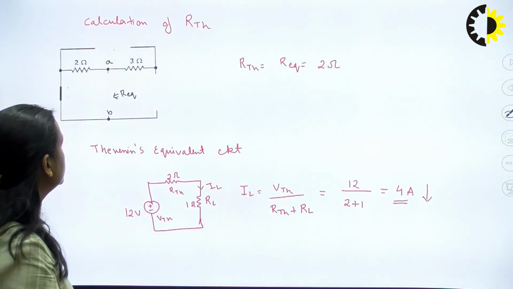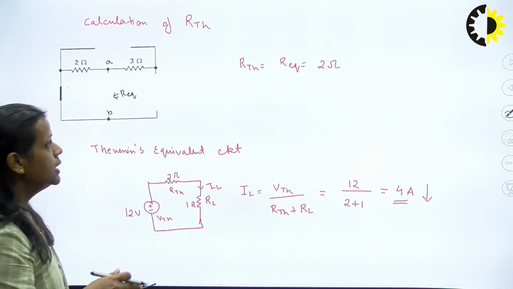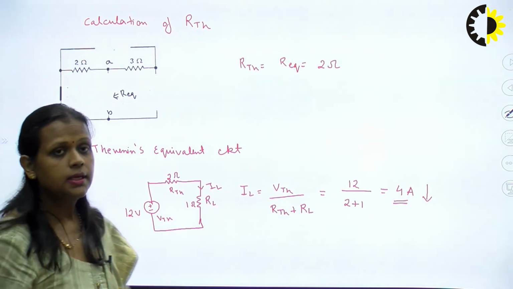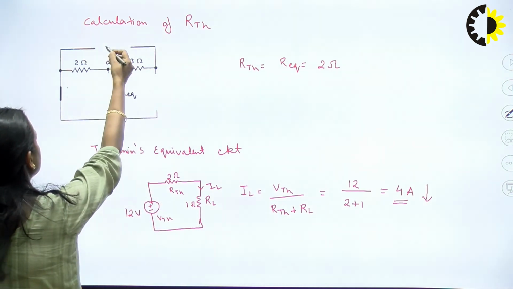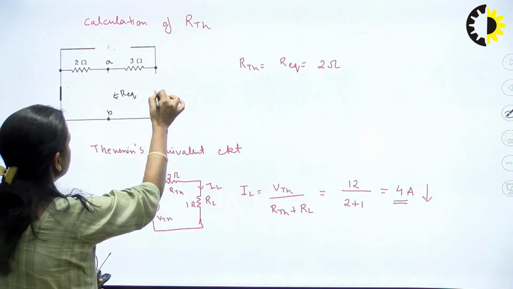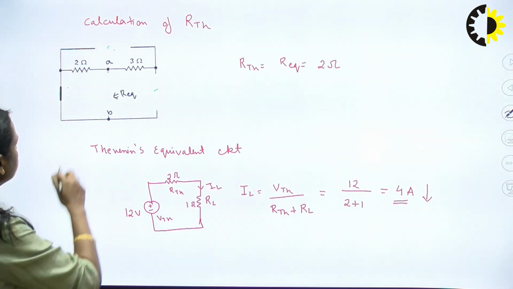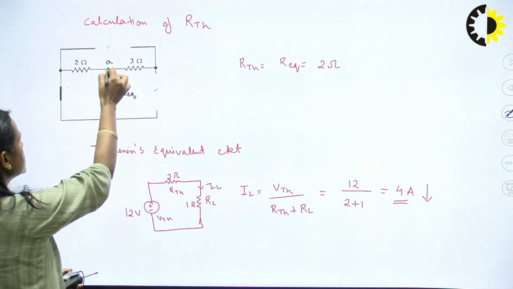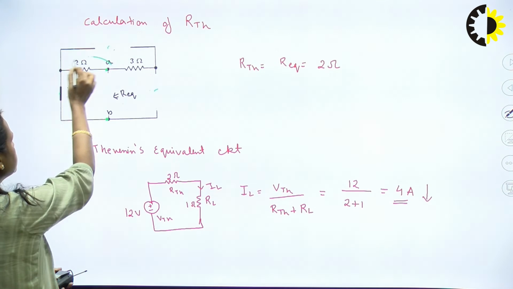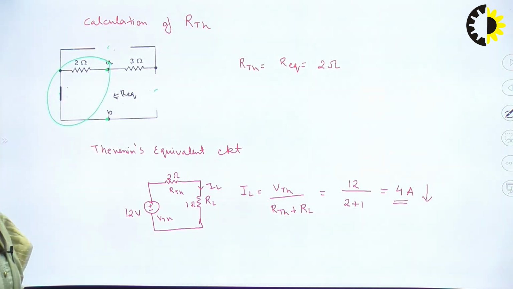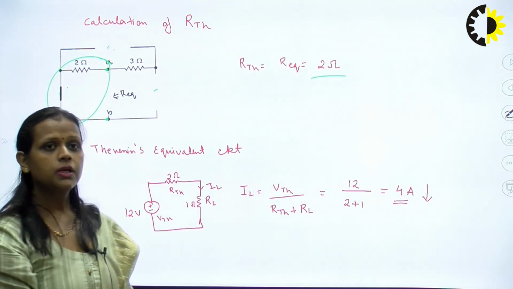Now next we will find the value of RTH. To find the value of RTH, if there is any voltage source, we will short circuit it, and if there is any current source, we will open it. Here we have a current source, so this portion is open, and here also it is open. Here we have a voltage source, so here we have shorted it. Now we have to see the equivalent resistance across terminals A and B. Through terminals A and B, only the 2 ohm resistance is there, right? So R equivalent is equal to 2 ohm. So RTH value is equal to 2 ohm.